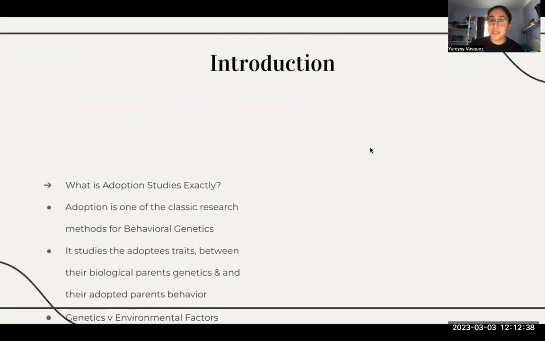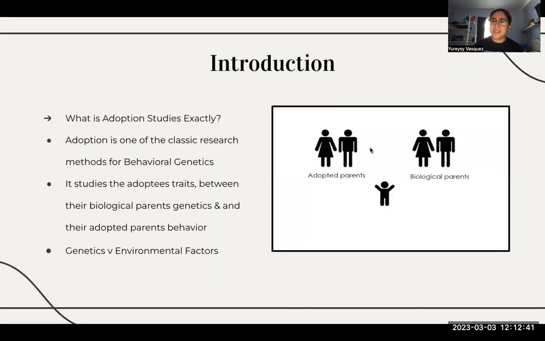So my introduction is going to be talking about what adoption studies is exactly. Basically, adoption studies is taking a child or twins or triplets and taking them away from their biological families, and putting them into a different adoptive family. And it's basically studying genetics versus environmental factors, nature versus nurture. The nature within us, which is our DNA, if it affects us more than our nurture, which is our environmental factors, which is the way that we were raised and what environment we were raised around. It studies the adoptees' traits from their biological family and from their adoptive family.